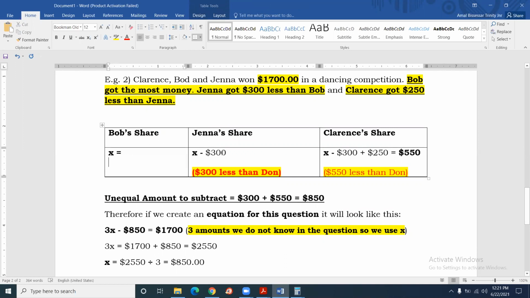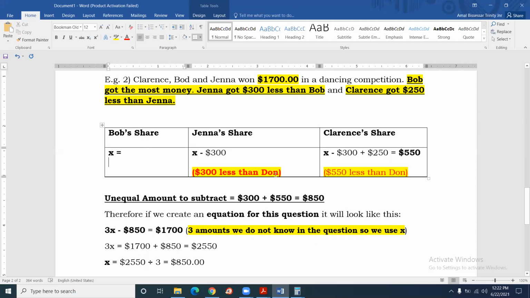Jenna got 300 less than Bob, but I don't know how much Bob got. So I have to say X minus 300. When I figure out this number, I could say 600 minus 300, I could say 1,000 minus 300. But the question never told me, so I'm using the X. So Bob is an X because we don't know how much that is. Jenna is 300 less than whatever Bob is. So we have 300 from the X.